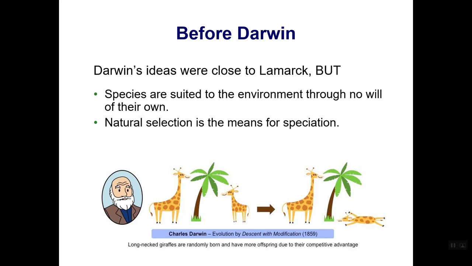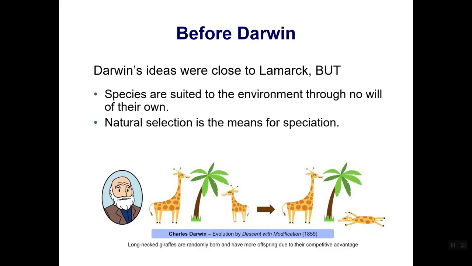Now, Darwin's ideas were close to Lamarck's. However, he said that species are suited to the environment through no will of their own. So that means that the giraffe's neck isn't getting longer because the giraffe wants a longer neck because he needs it for food. Instead, he described his theory as natural selection. And this is the way he thought that evolution occurred. This is basically a mechanism for how evolution occurs.